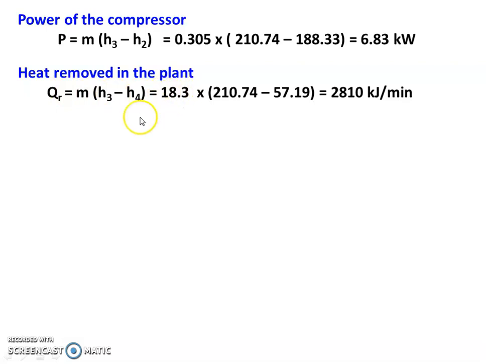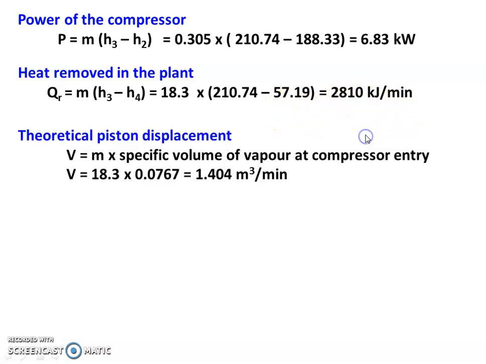Heat removed in the condenser QR equal to M into H3 minus H4, which is 18.3 into 210.74 minus 57.19 equal to 2810 kilojoules per minute. Then the theoretical piston displacement volume B equal to M into the specific volume of the vapor at the compressor entry. So this is 18.3 into 0.707767, which is 1.404 meter cube per minute.